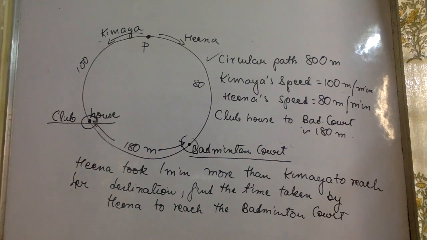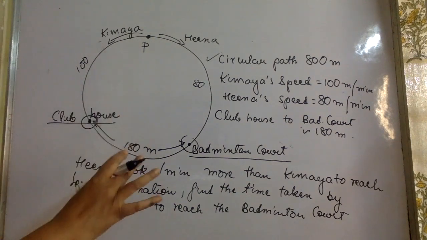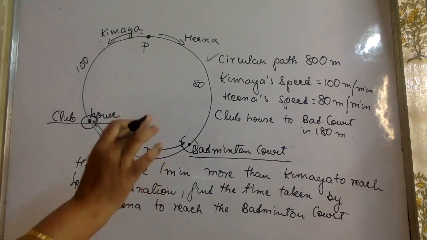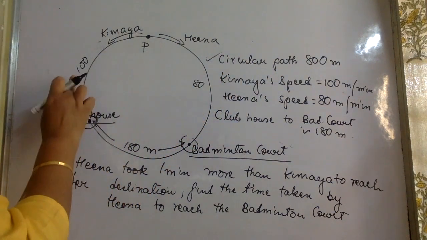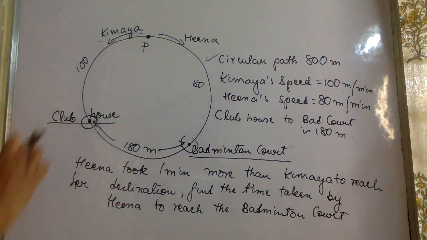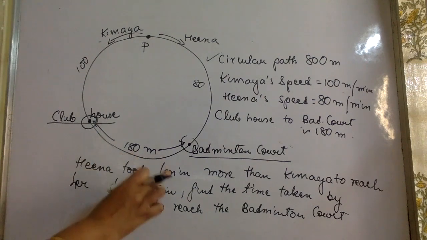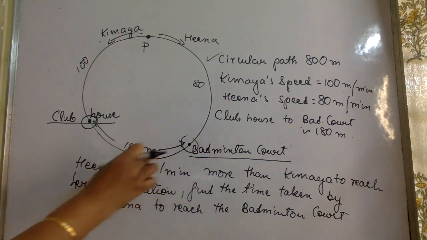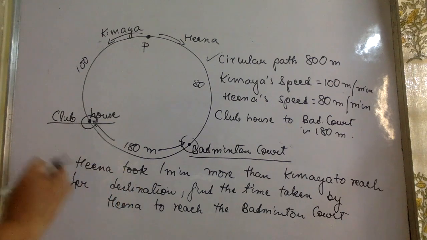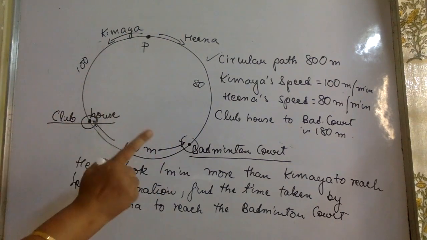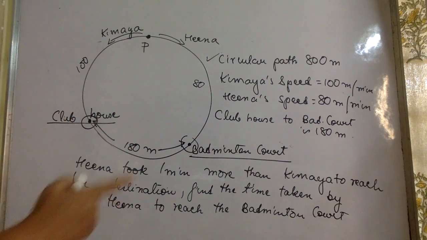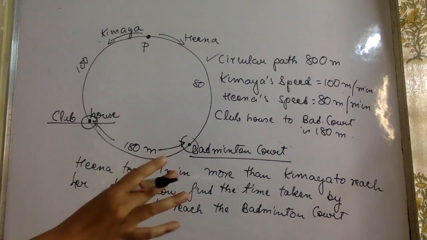Let us understand the figure first. This is how they have given it in the question paper. Both the speeds are given and I have written them here. Total length is 800. Hina took 1 more minute than Kimaya to reach the badminton court. Now Hina's destination was the badminton court. She took 1 minute more than what Kimaya took. Anyway, she is going at a slower speed, and these distances are also not equal.